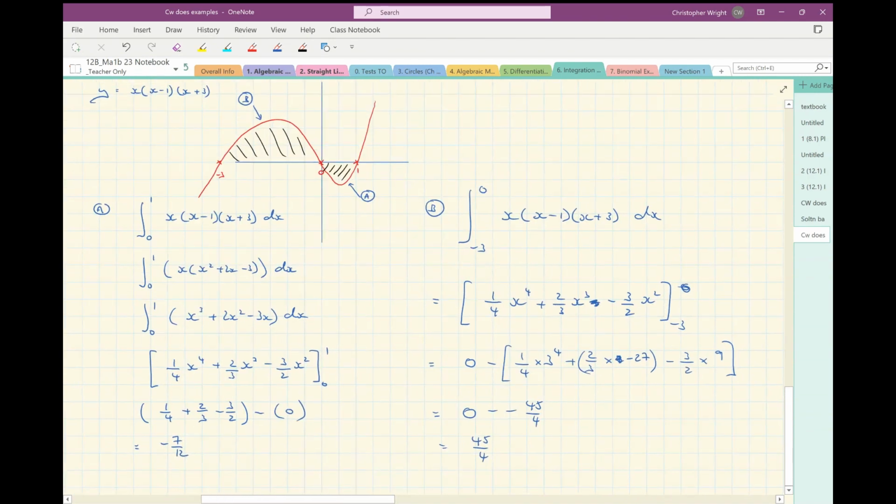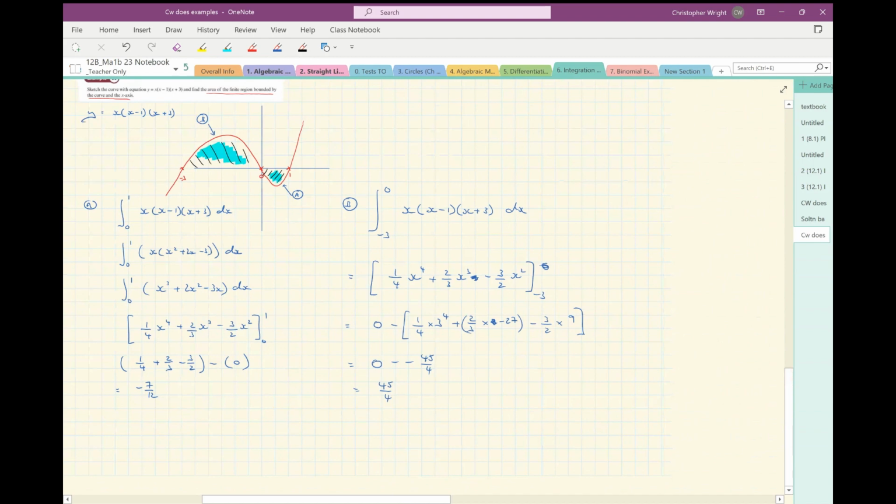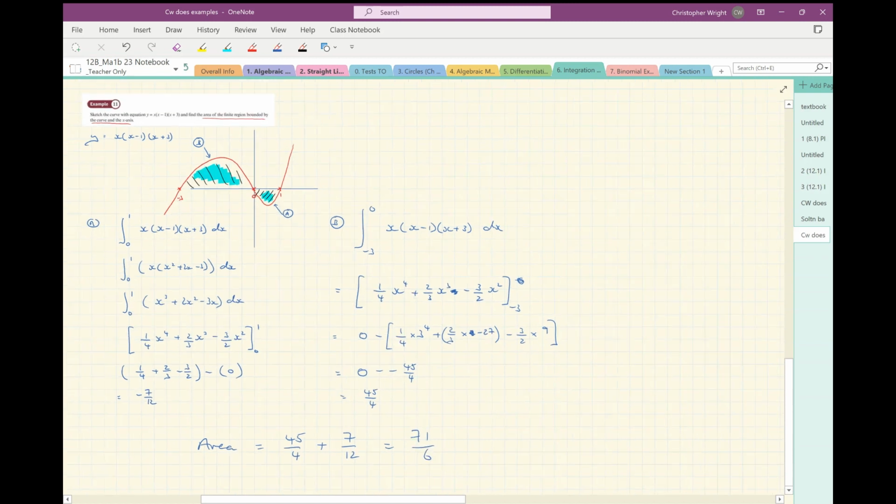So the area of this area here is 45 quarters, and the area of this area here was 7/12. So the total area of that finite region bounded by the curve and the x-axis is going to be 45 quarters plus 7/12, which is, on my calculator, 71/6. And that is example 11 done.